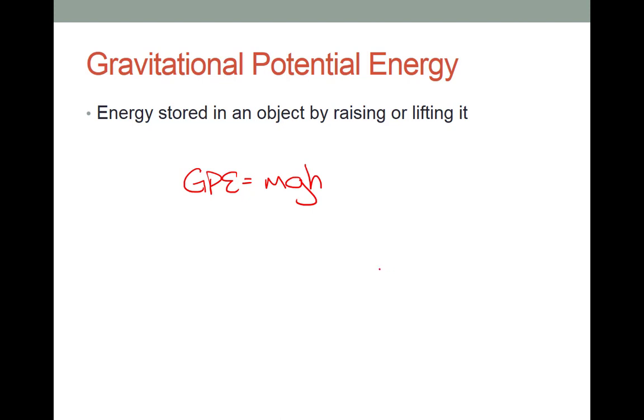What do we mean by height? Well, we define some location as 0 height and another location as a height above that, and that would be your height. Technically, your height could be down below 0, which would make this negative, which would make all of gravitational potential energy negative. That is not typically how problems run, but they can be run that way.